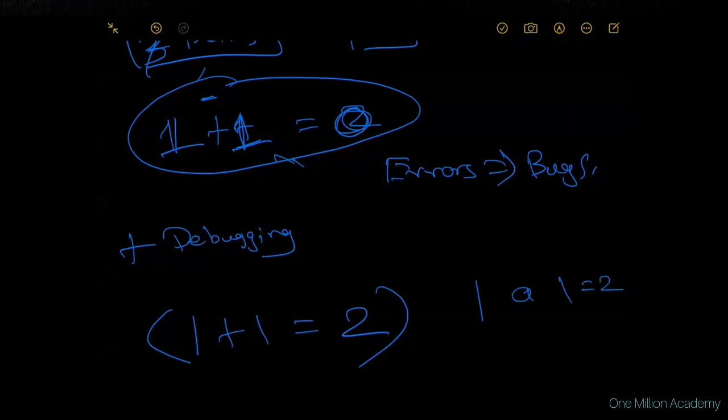Now what if I do 1a1 and the equals to is given over here, and I'm typing 2 on the next line. So is it the correct syntax? See, I'm typing the value on a new line. So is it the correct syntax? It's not. That's what the syntax error is.